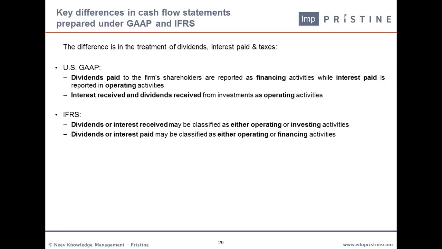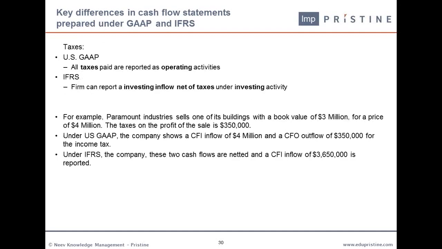So here are some key differences, as I mentioned earlier, between GAAP and IFRS standards. The differences are in terms of treatment of dividends, interest paid, and taxes. In case of US GAAP, the dividends paid to the shareholders are reported as financing activities, while interest paid is reported in operating activities. Similarly, the interest received and dividends received from investments are reported as operating activities.